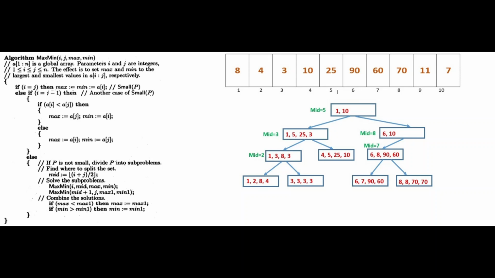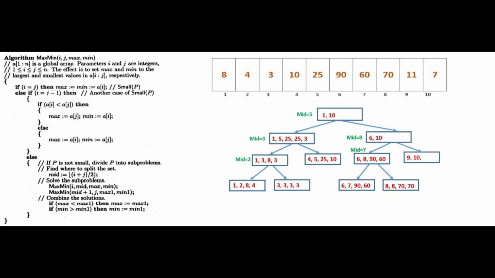We have to go to the right subtree, that is, execute the second recursive call with the parameters mid plus 1, that is 9, and 10 as arguments. Pass 9 and 10 to the next recursive call. Now we are at the beginning of a new function with the parameters i equals 9, j equals 10.